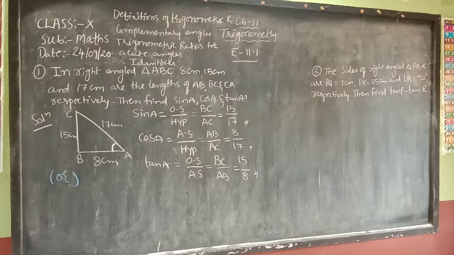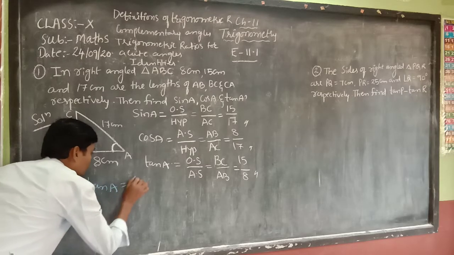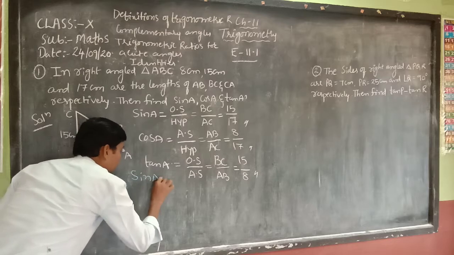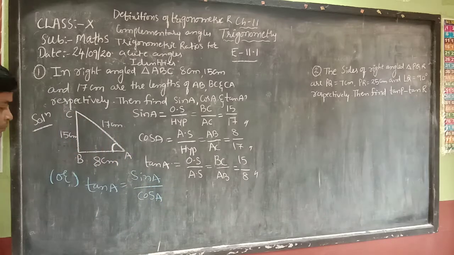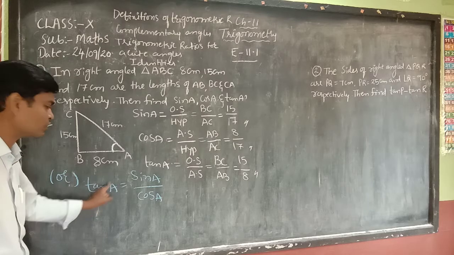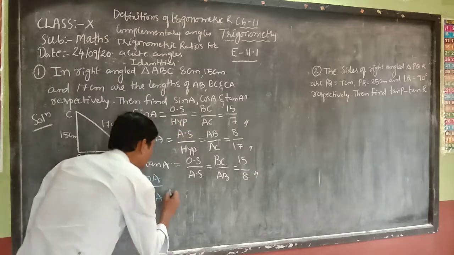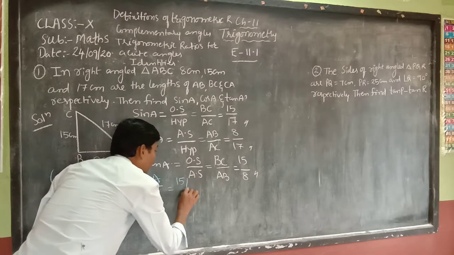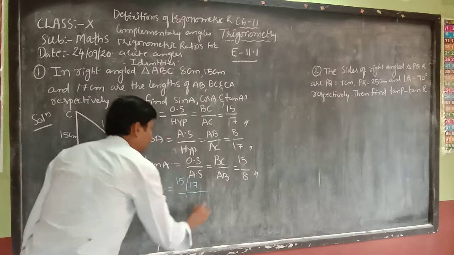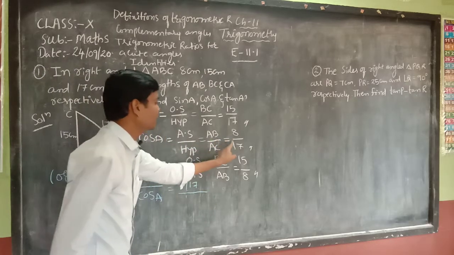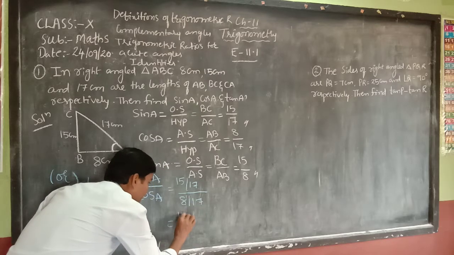We already know that tan A is equal to sin A by cos A. This also we studied. Tan A is equal to sin A by cos A. Here what is the sin A value? 15 by 17 divided by, what is the cos A here? 8 by 17.